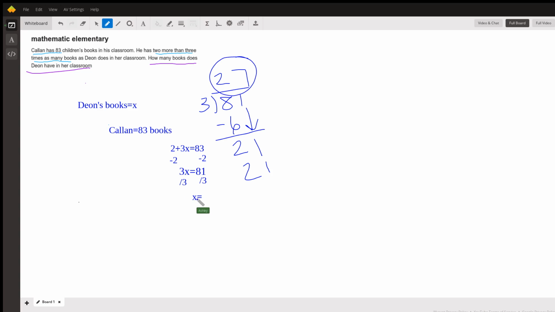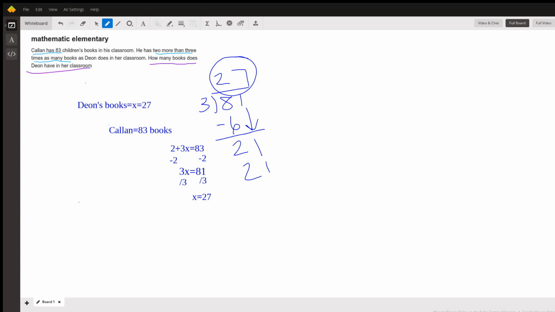So it will be x. Down here it's going to be x equals 27. So I'm going to come back to my x. x equals 27. So we have figured out that Deon should have 27 children's books.